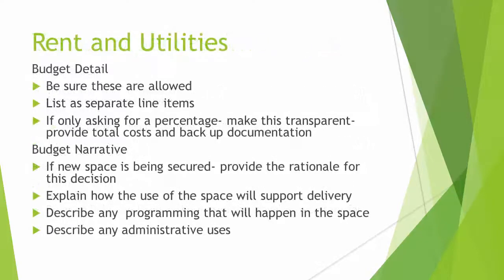Rent and utilities are sometimes allowable expenses and should be listed as separate line items when possible. In the narrative, be clear why additional space must be secured. Is it for program delivery, or is it to house new staff? If only a portion of rent or utilities will be included in the budget, explain the rationale for the percentage used.